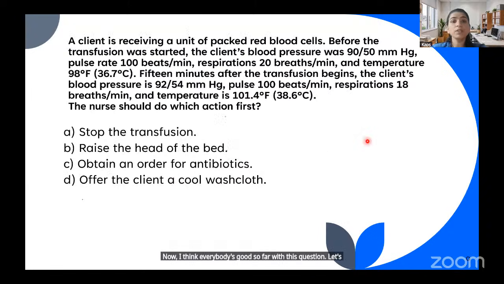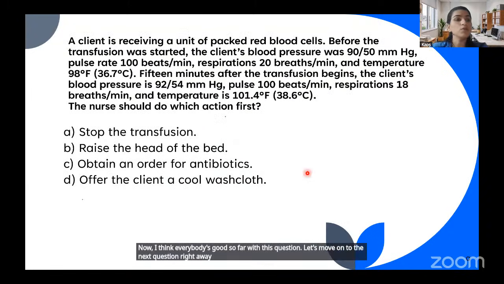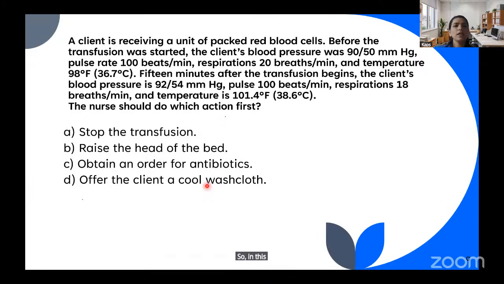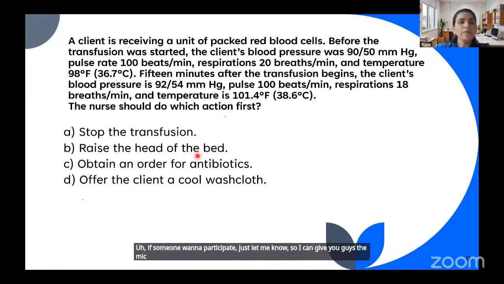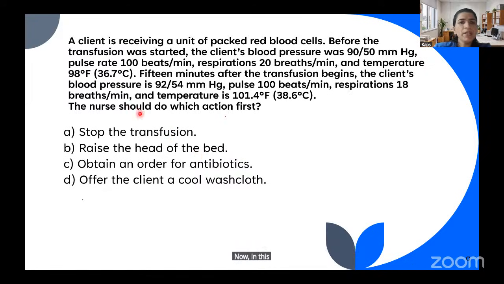Let's move on to the next question right away and see how you solve this question for me now. So in this question again, maybe I'll give you guys the mic a little bit as well, whoever needs it, right? If someone wants to participate, just let me know so I can give you guys the mic at the same time. Now, in this question, a client is receiving a unit of packed RBC.